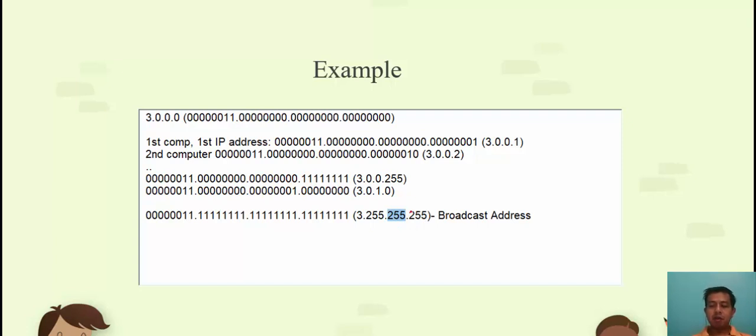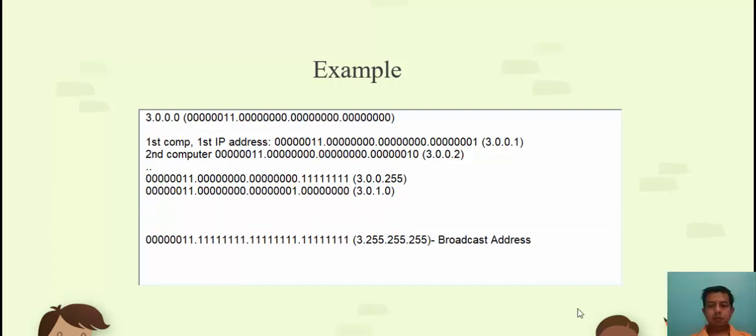That means that particular message is broadcasted. So this particular address where all the host bits are set to 1 is known as the broadcast address. That's why this address is not used for an individual node. Since this address cannot be used for an individual node, the last IP address, the node which has the last IP address, will be 1 less than this.